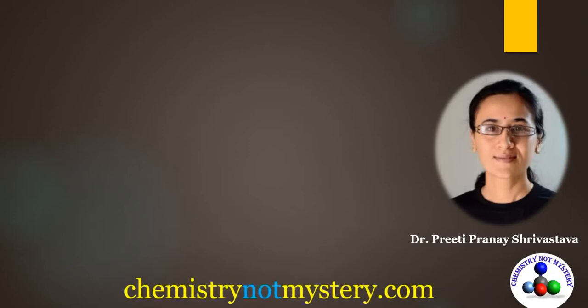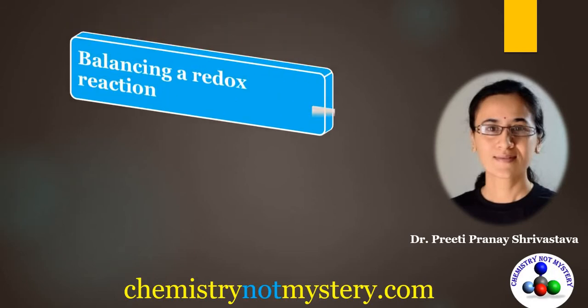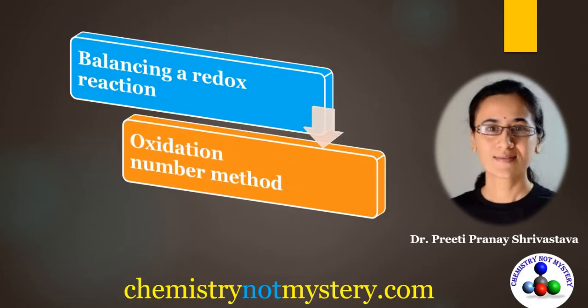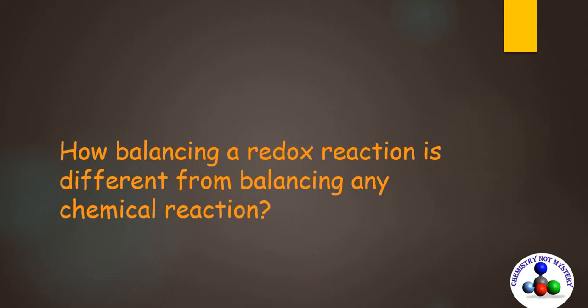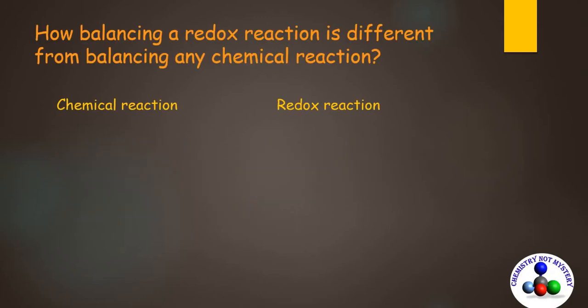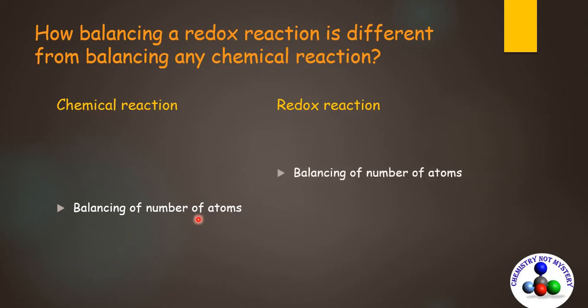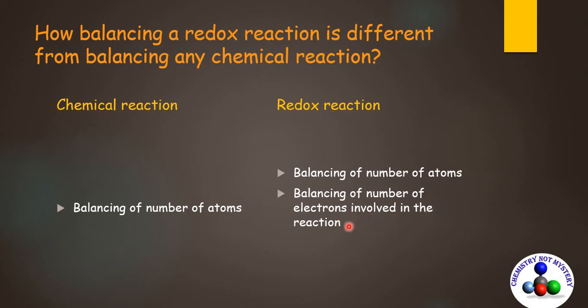Today I am going to explain to you how to balance a redox reaction by oxidation number method in acidic as well as in basic medium. Balancing of redox reaction is different from balancing of usual chemical reactions. Because in any chemical reaction, you just need to balance a number of atoms of participating elements according to the law of conservation of mass. But in redox reaction, you need to balance the number of electrons that are involved in the reaction.